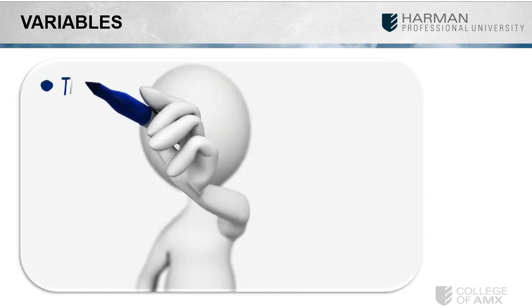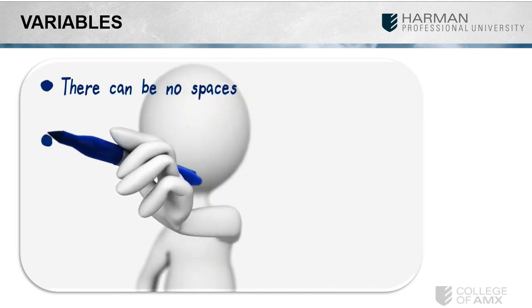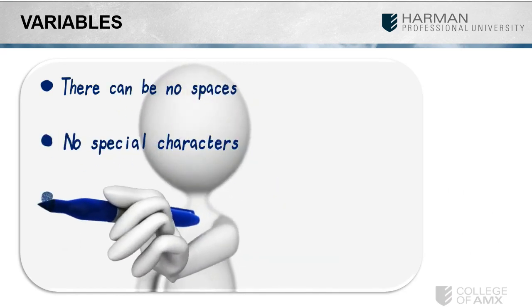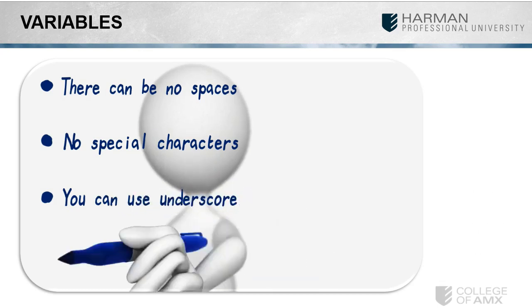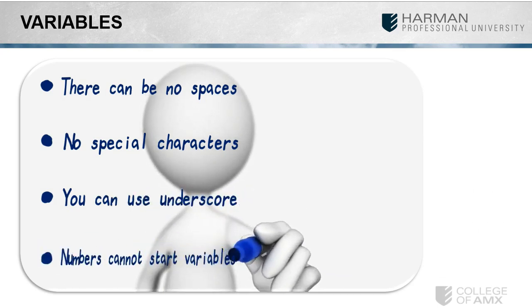When naming variables, the following conventions are used. There can be no spaces. You cannot use special characters except for the underscore, and variable names cannot begin with a number.